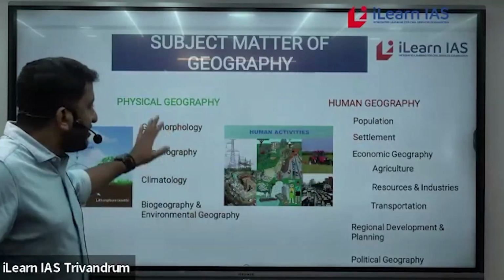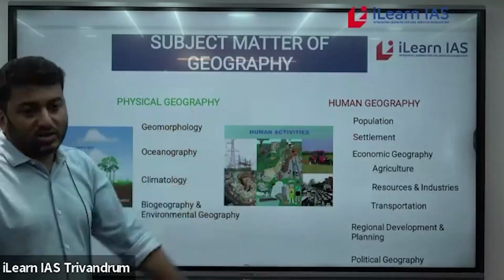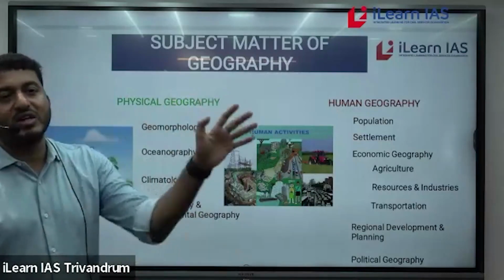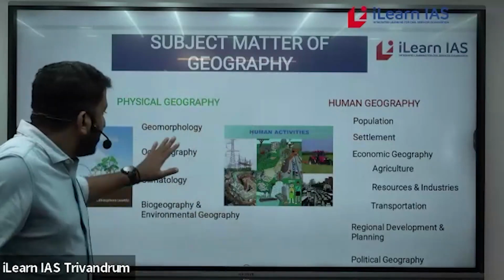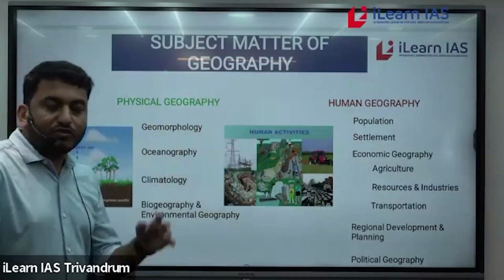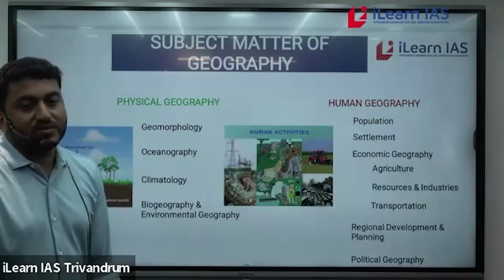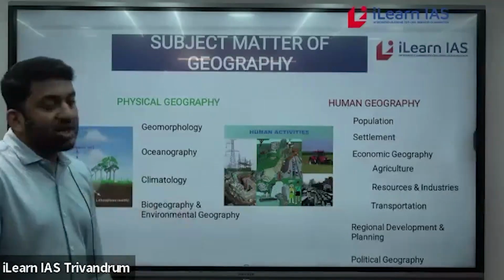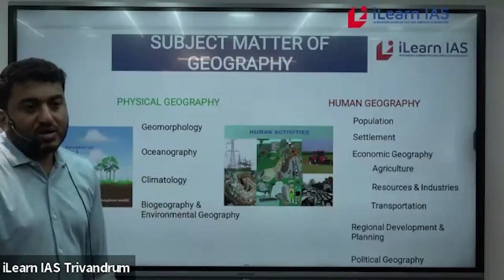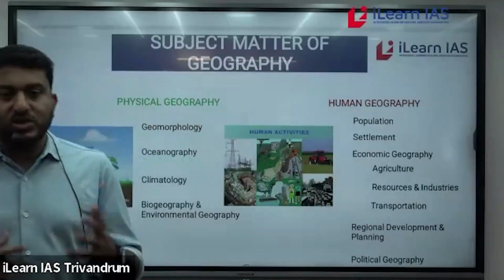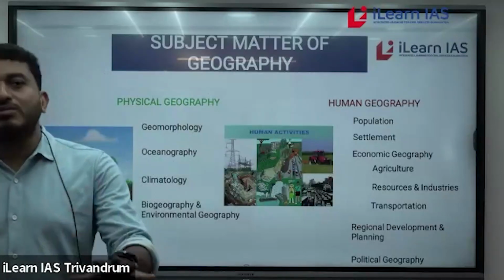In physical geography, geomorphology means you are studying about land. On land, what all things can you see? You can see mountains, plateaus, plains, valleys, deltas, etc. We are studying about oceans and different features in oceans. You might have heard about trenches and ridges. You're studying climatology, climate. While studying climatology, the approach we are taking is that it is not mugging up of facts and figures here.